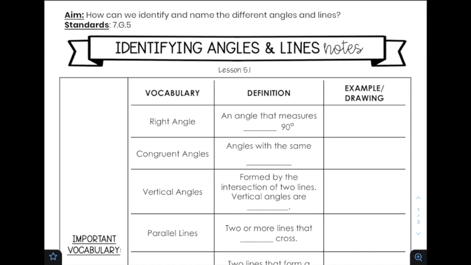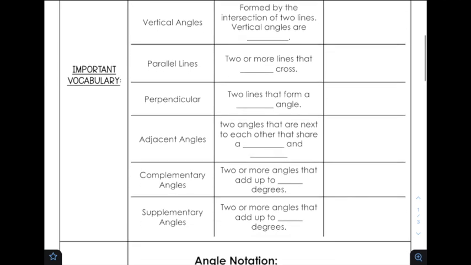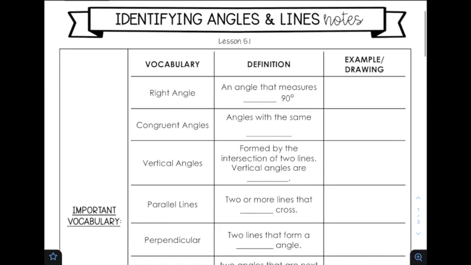Today we're going to be talking about identifying and naming the different angles and lines we're going to be using for this unit. There's a ton of vocabulary and definitions and possible drawings that we're going to be working on today that have to do with angles and lines. Some of this you might have already learned, and it is a great way to review.